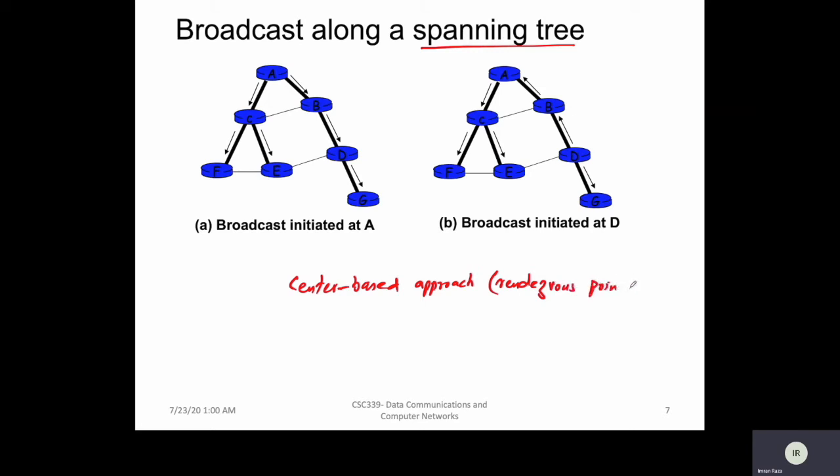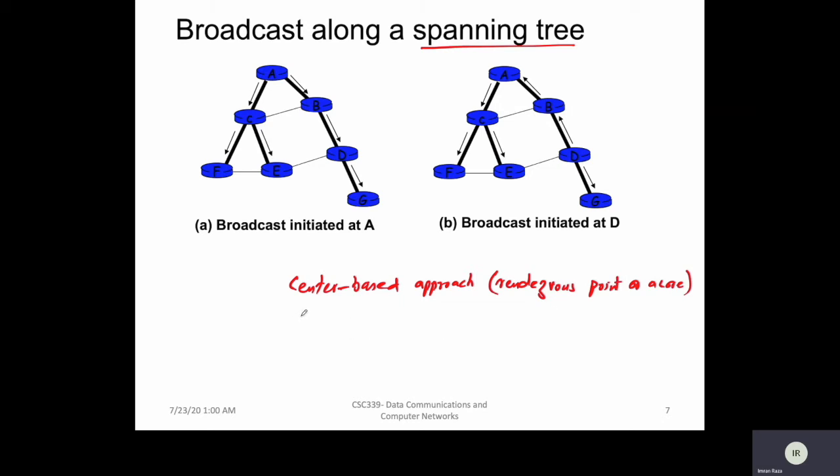Point or a core. Right. So the router that we are constructing the tree keeping in consideration is called the rendezvous point or a core.